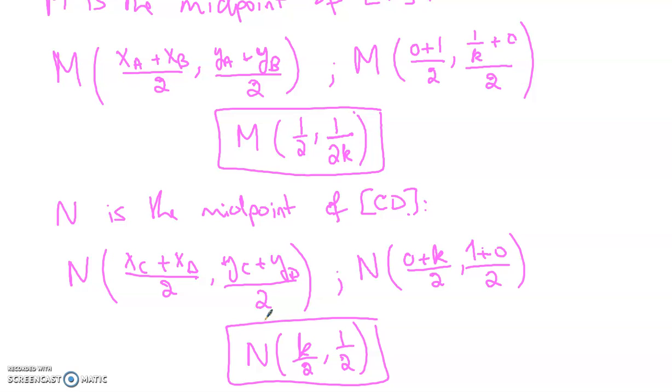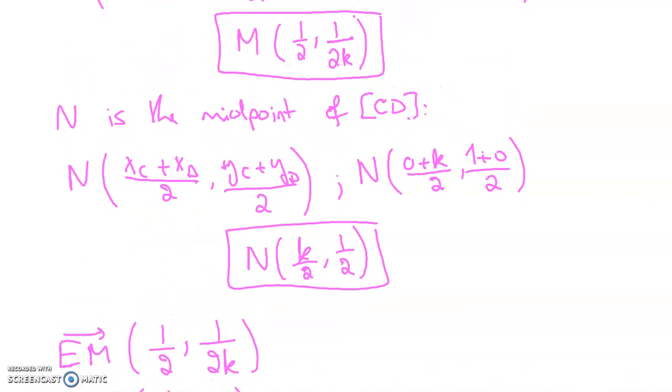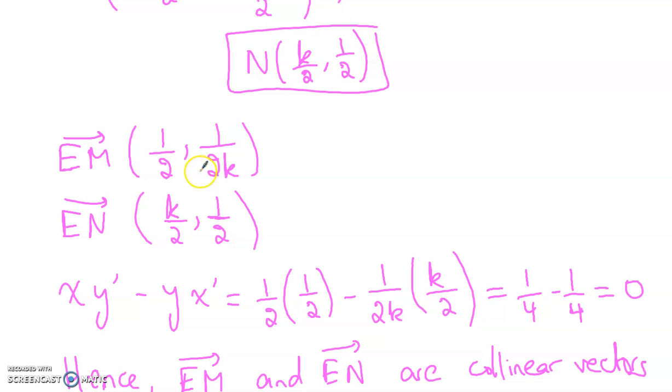So we have E, M, and N, so we can find vector EM, vector EN, and apply xy prime minus yx prime, and show that it's equal to 0 to conclude that the vectors are collinear and hence the points are collinear. Now, to find the vector EM, of course, E is the origin, so EM and M have the same components or coordinates, so EM is the same as M, so it's 1 over 2, 1 over 2k, and EN similarly is the same as N, so it's k over 2, 1. We have the two vectors, we apply xy prime minus yx prime equals 0, so this times this minus this times this, and we prove that the result is equal to 0.